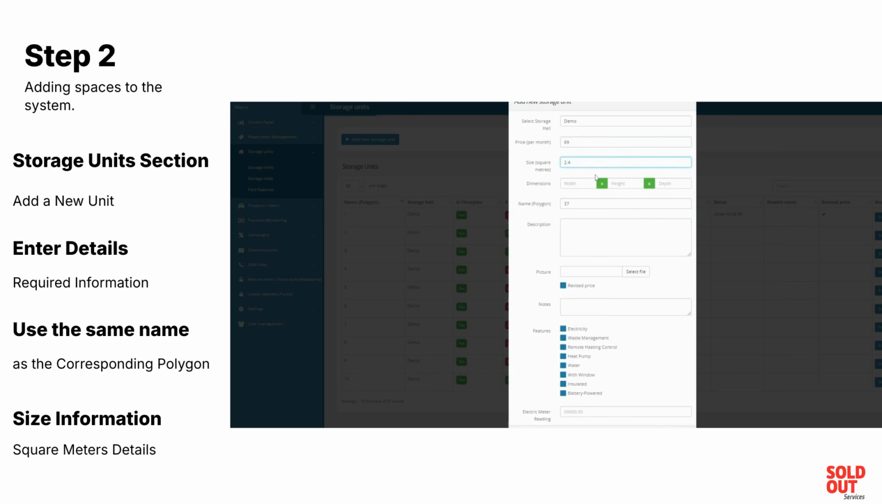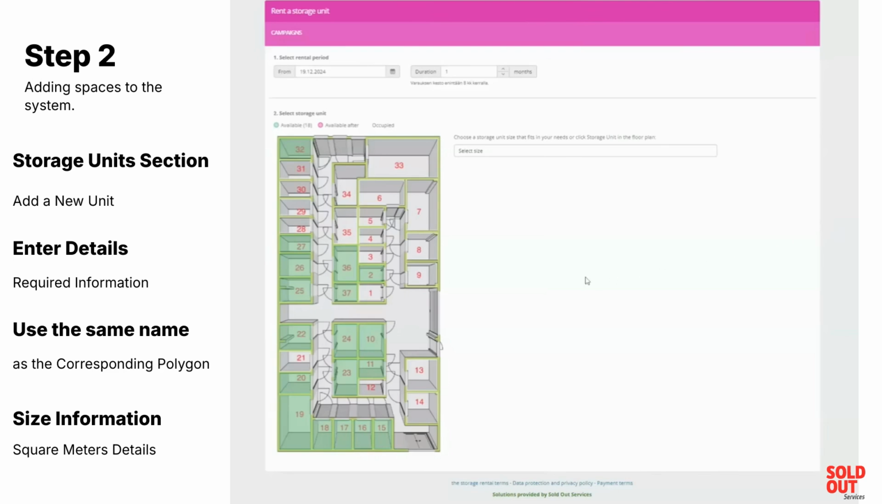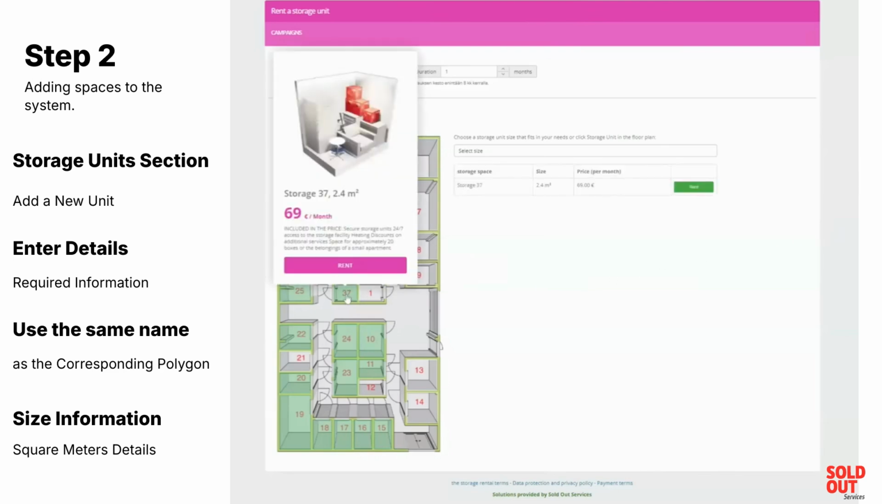You can also include optional details such as dimensions, width, height, depth, a description, for example, fits belongings from a small apartment, and upload a photo. You can then specify additional features and attributes by selecting relevant options, such as electricity, waste management, district heating, water, insulation, or with a window. Enter the current electricity meter reading if you charge your customers based on their electricity usage. Once all details are completed and saved, the space will appear in the visual online store. Customers can easily select the space directly from the floor plan and proceed to rent it.